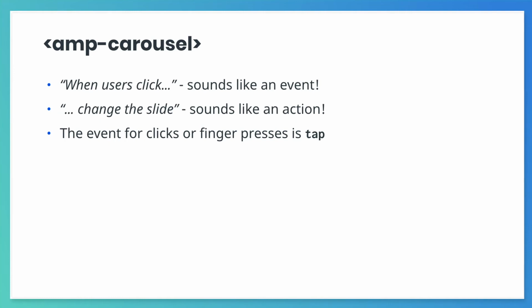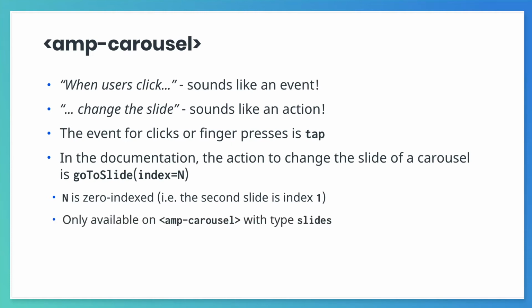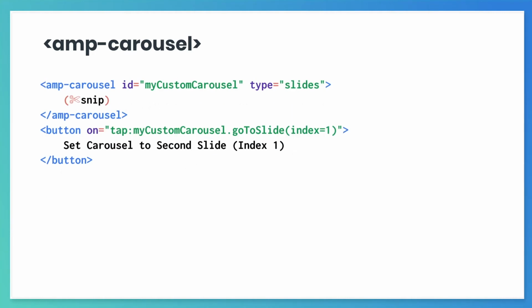Actions are like functions we can call in components to make them change. We now need to find the action that changes the selected slide of a carousel. To do this, we'll look at the behavior section in the AMP carousel documentation. There we see that the action for changing the carousel to a specific slide is goToSlide(index=n), where n is 0 indexed, which means that the first slide is index 0 and the second slide is going to be index 1. The goToSlide action is used like a function or method, which takes an argument called index. Here's how that might look.